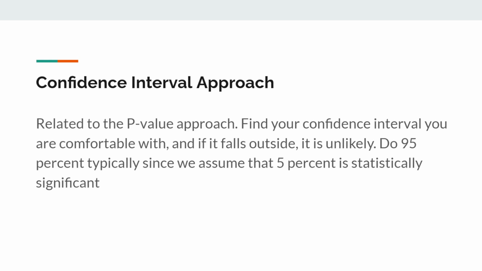And related to the p-value approach, find the confidence interval you're comfortable with. If the value falls outside, it is unlikely. Typically we'll use 95%, but the 5% is statistically significant. If it falls outside, then it's rare and likely an unlikely value. But since there is 5% of the data that falls within that distribution, it's not automatically wrong, which is why we can't assume things, and that's the language of hypothesis testing.